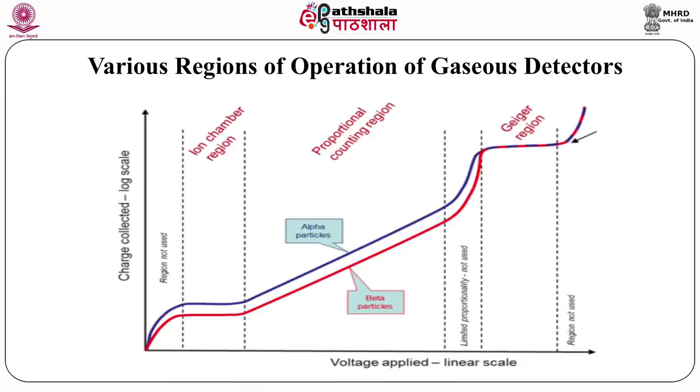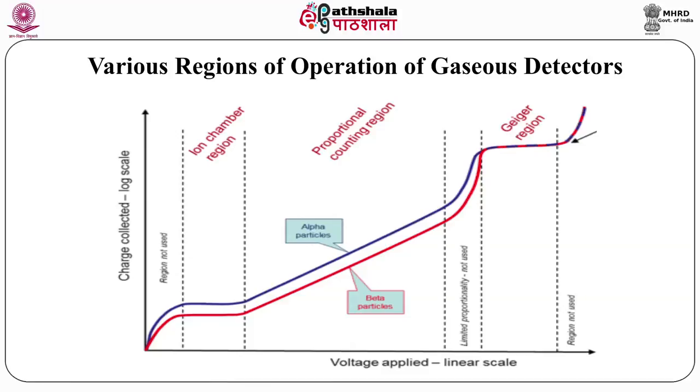Now again, let's experiment. We keep increasing the voltage between the electrodes. As we keep further increasing the voltage, the ionization produced within the detector would start causing further ionization, because the ions will gain sufficient energy to produce further ionization. As a result, the pulse height, the amount of charge produced, will keep increasing with the amount of voltage you have applied. And this region is then called the proportional region.